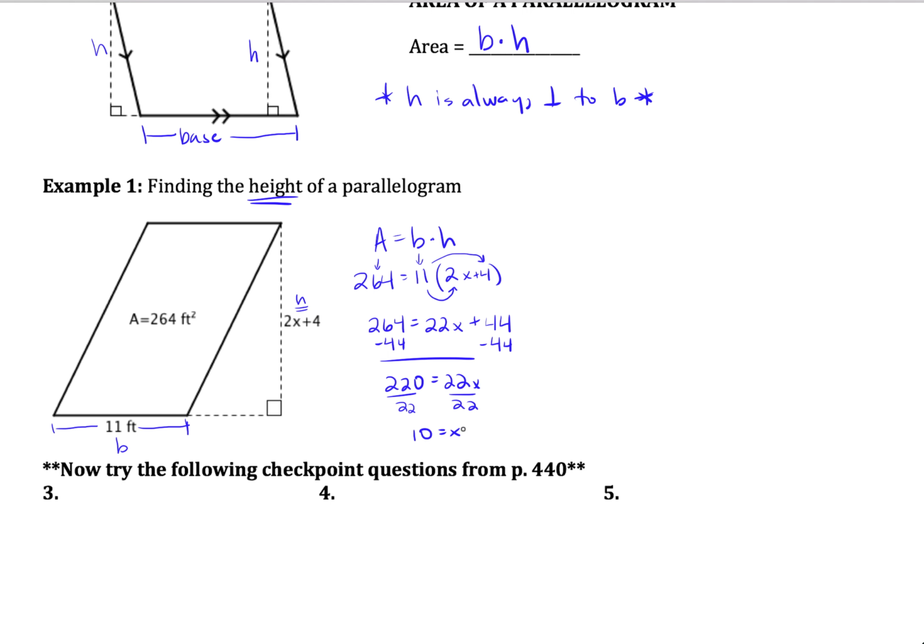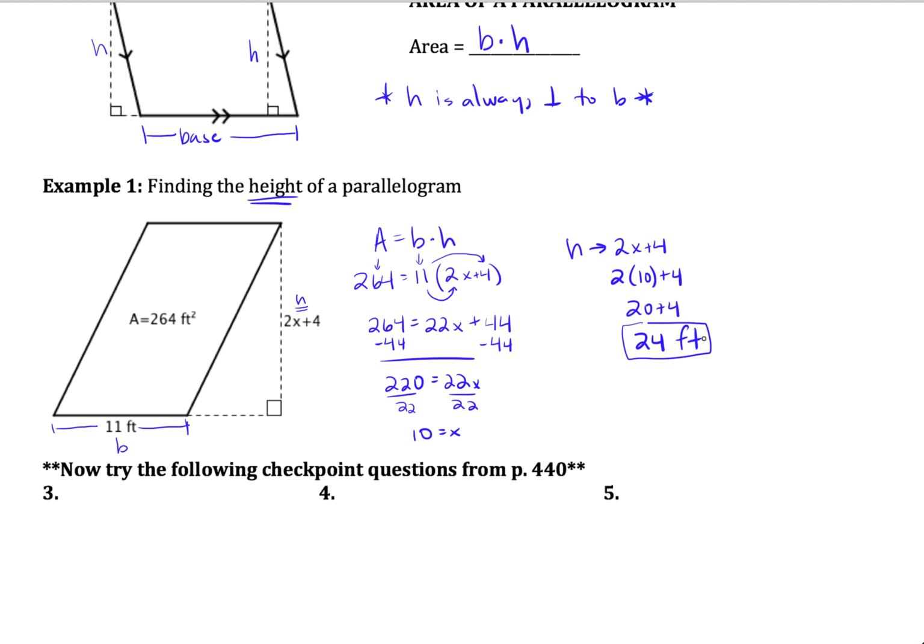But I'm not done with this problem because I still haven't found the actual height. I haven't found this measurement. I just found what x is equal to. I know that the height was 2x plus 4. So I'll take my 10 and I'll put it where the x is. 2 times 10 plus 4 is my height. That's 20 plus 4, or 24, and since I have a unit in this problem, I'll go ahead and tack it onto my answer. 24 feet would be my answer.